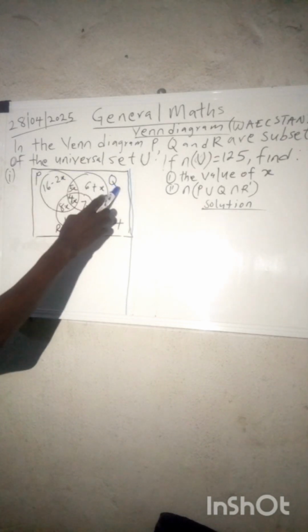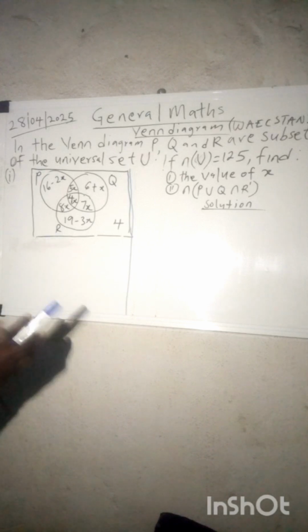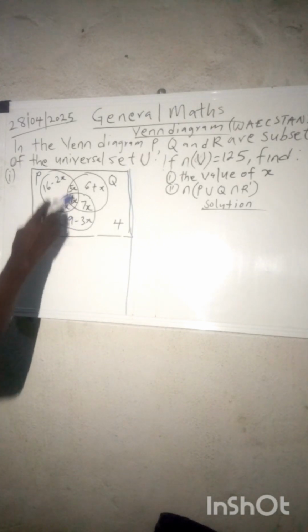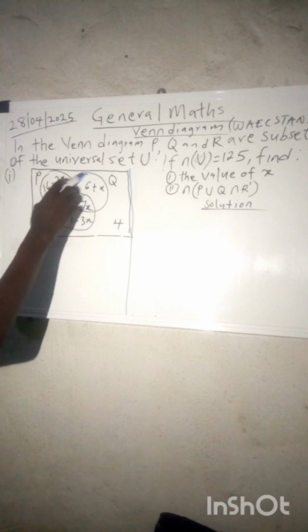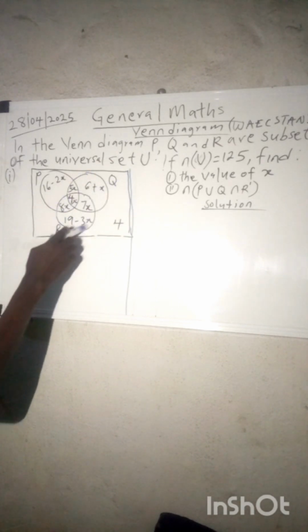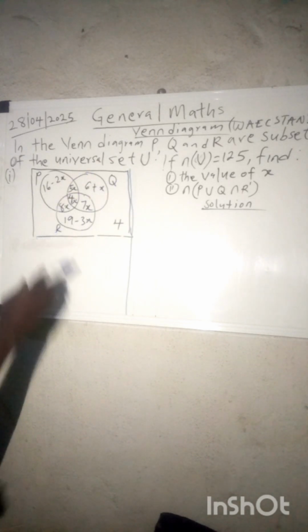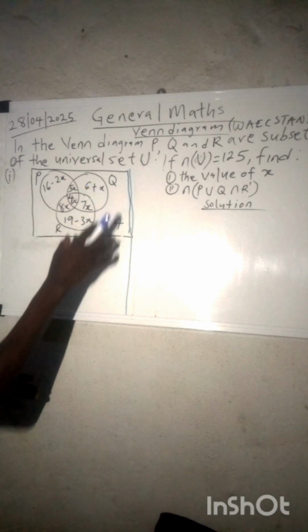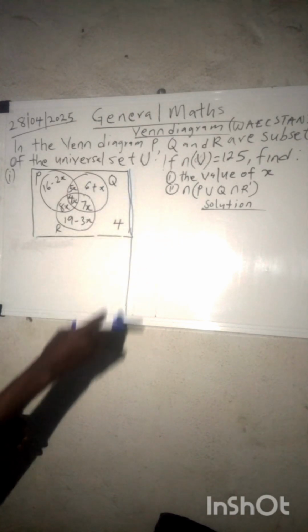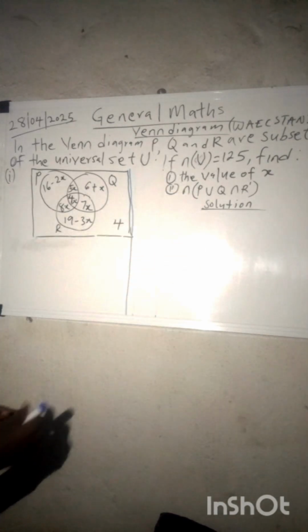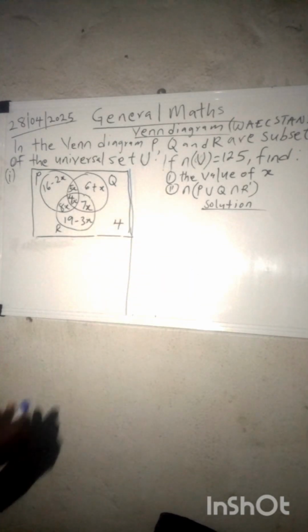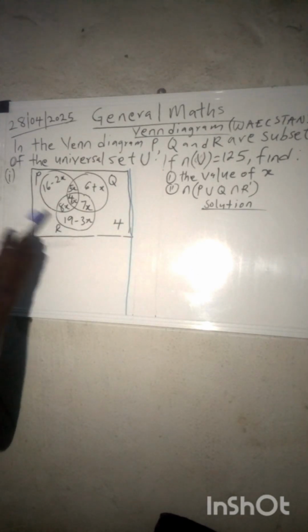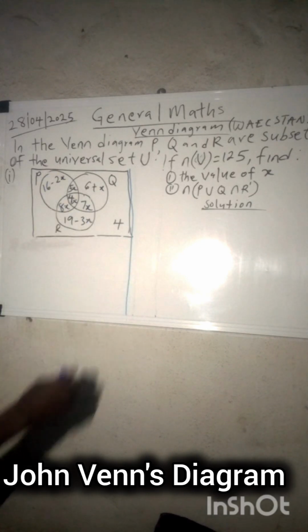Set P, set Q, and set R. So our focus will be on the diagram. The entire circle is for P, this circle is for Q, and the third circle is for set R. Now we are asked to get out x. All we need to do is to sum up the elements in the rectangular box, then equate them with the universal set to get out the value of x. Don't forget, this diagram is John Venn's diagram.